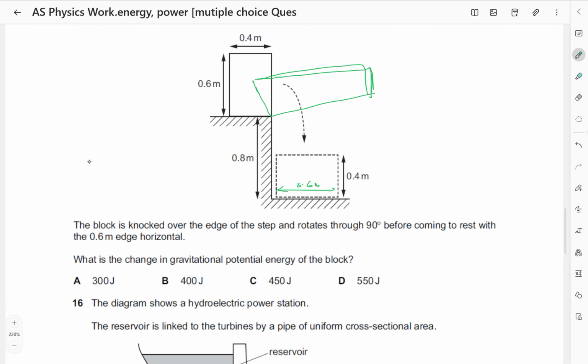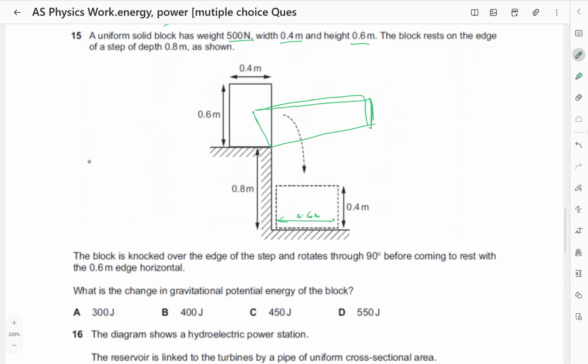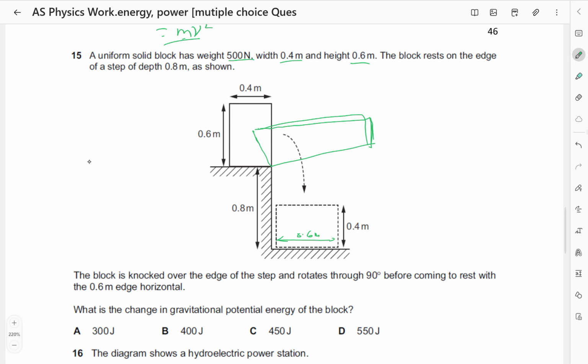The question asks, what is the change in gravitational potential energy of the block? To find potential energy, we shall use the center of gravity as a reference point. Initially the center of gravity, when it is here, is at a distance of, let me rub off this part here, initially this distance is 0.3 meters.